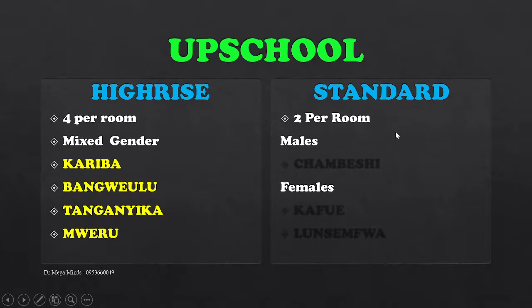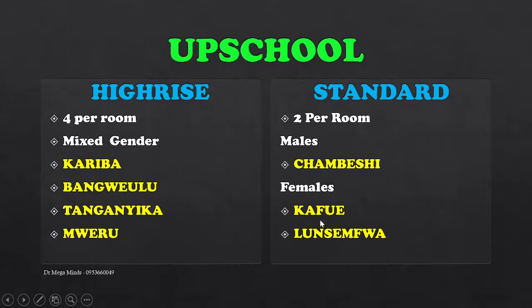So let's talk about the standard hostels. These, I said, are for 2 people in a room. And did I mention they are gender specific? Maybe I didn't talk about that. Standard hostels are gender specific, meaning the whole of one hostel belongs to either males or females. For males, we currently only have one hostel, which is Chambeshi. So in Chambeshi hostel, you only find guys. And then for females, we have 2: Kafue and Lusemfwa hostel.